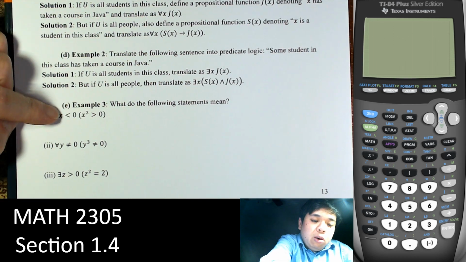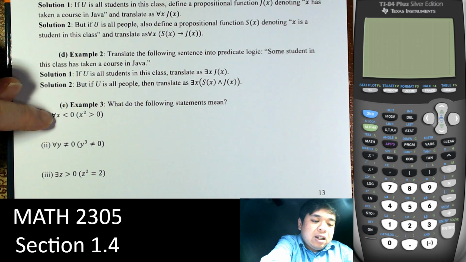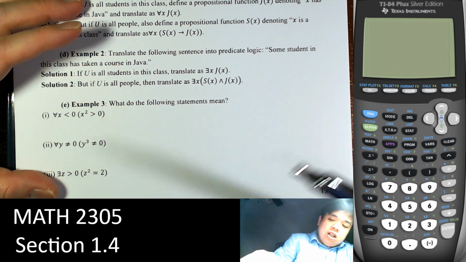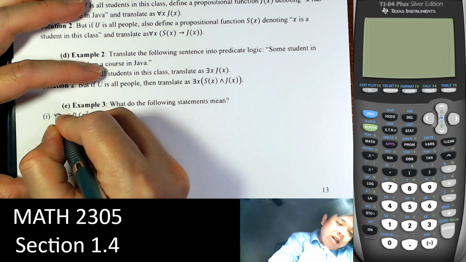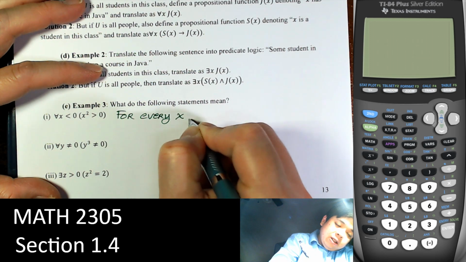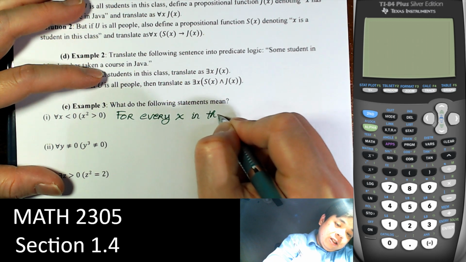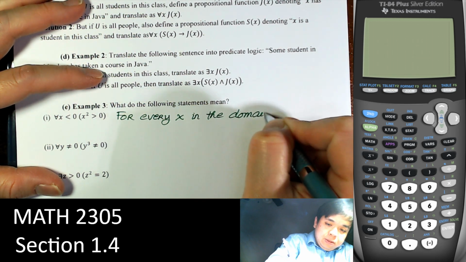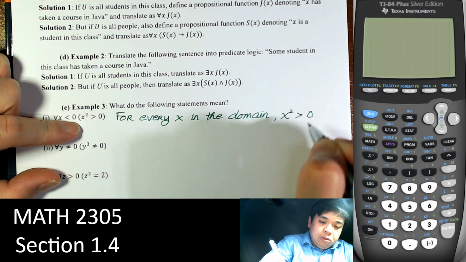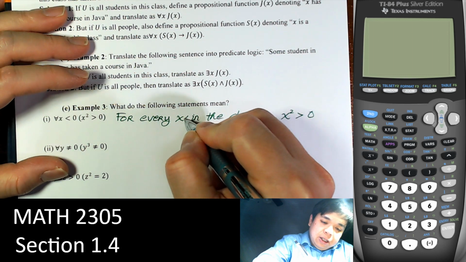Next, what does the following statement mean? For every x less than 0, x squared greater than 0. Let's spell this out. This means for every x in the domain, whatever the domain is, x squared greater than 0. For every x less than 0.